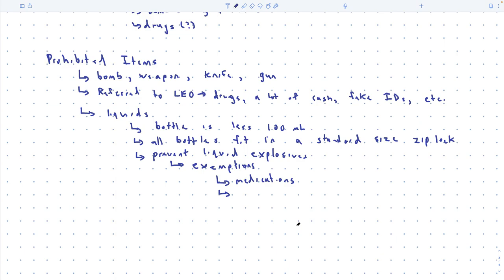So the answer might be yes. It's going to depend on the rules and how the airport's set up and things like that. But you might be able to traverse security if you have it in a sealed duty-free bag and it was purchased at the same airport that's doing the screening, so that they know that, okay, this is sealed. So there might be some reason why you could get it across, but usually you purchase duty-free stuff when you're already through security. But they often will seal it for you.